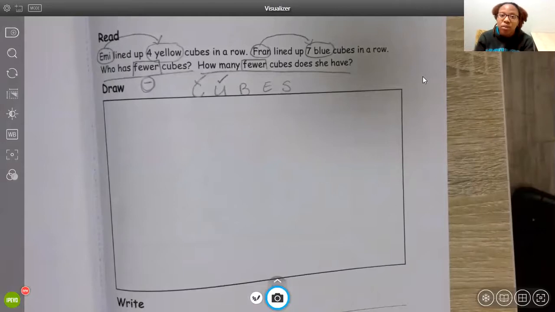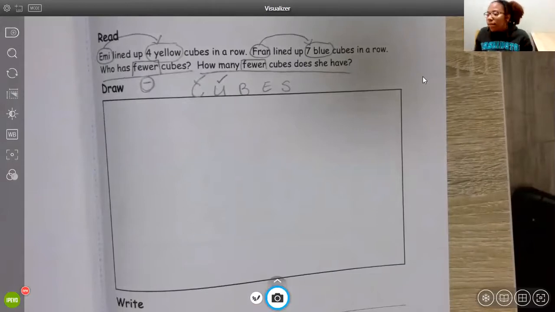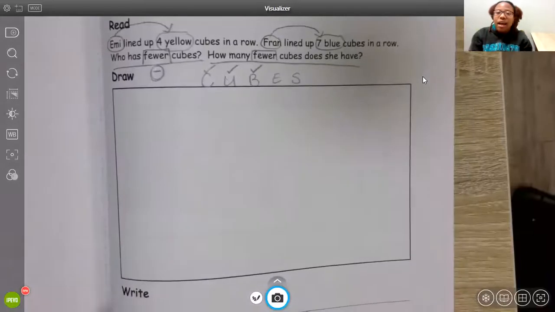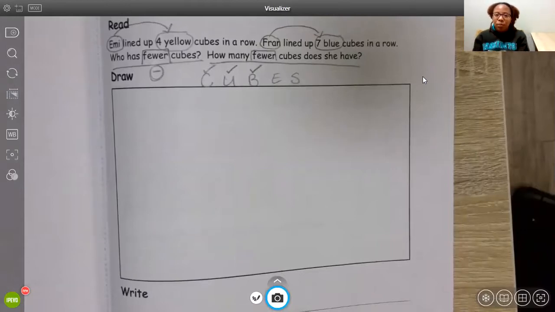Because for this one, the word fewer also lets me know that I'm going to compare my two numbers of cubes that each girl has. So now that I did the B in cubes, I'm going to check that off. And now I need to evaluate. I need to ask myself, what do I know in my word problem that will help me find my answer? So I know my labels. I know the question I need to answer. I also know that I am going to subtract. So I'm going to visualize what I'm going to do in my head.